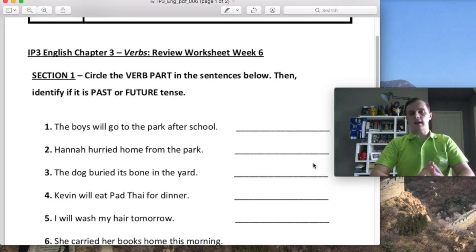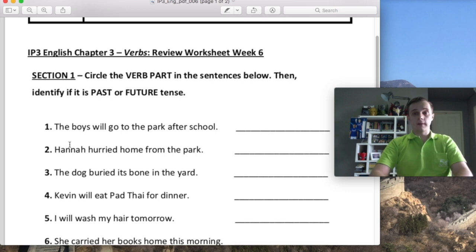So when I say the verb part, remember that in the future tense, you write the word will before the verb. So that means in future tense, you've got 2 words to circle, whereas in past tense, you only have 1 word to circle. So, the boys will go to the park after school.